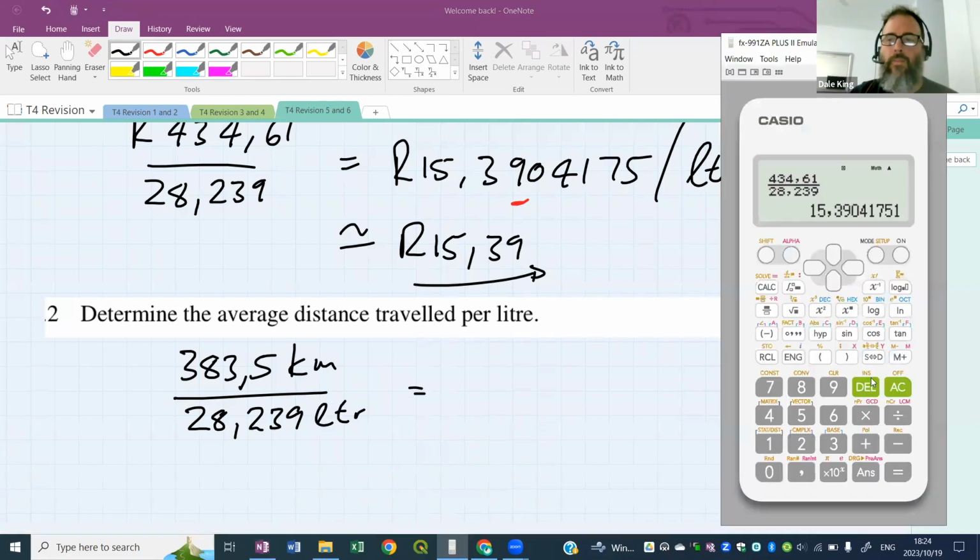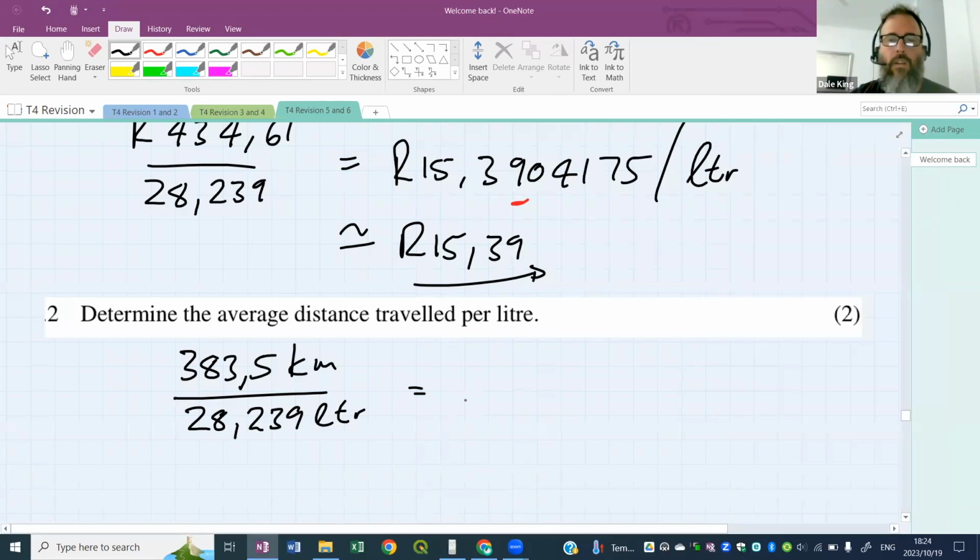Let's clear this quickly and do another fraction and say 383.5 divided by 28.239. All right, there we go. 13.580509.